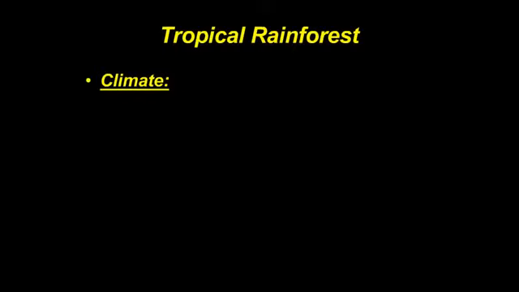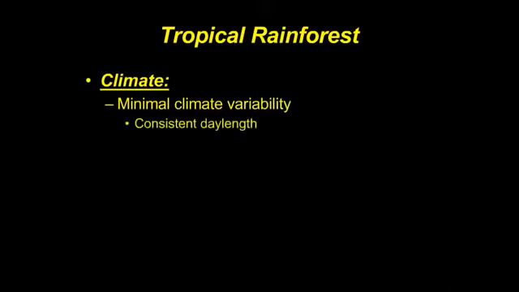There are two key things to note about tropical rainforest climate. First off, there's minimal climate variability. In other words, the January and the July temperature, there's not that much difference. We know this because of several things we've already discussed in this course.